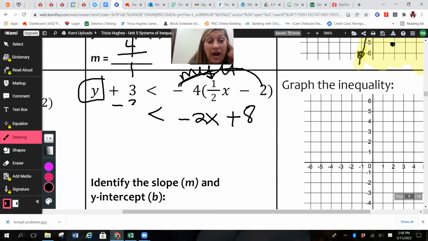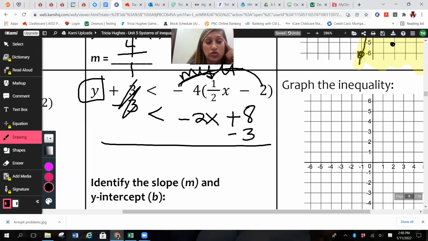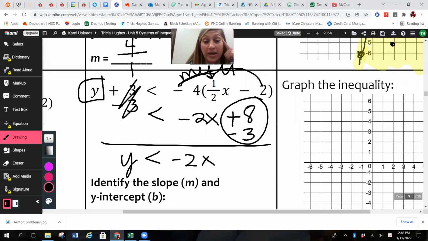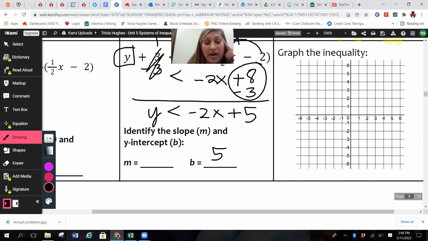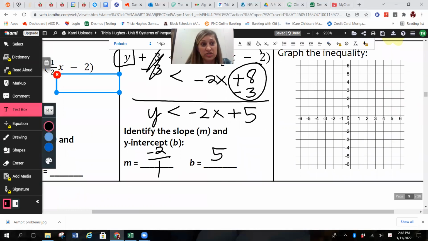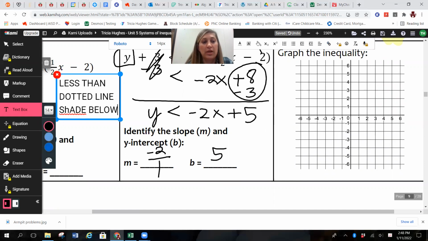We're going to go ahead and do the opposite of +3. We're going to -3 to the like term. 8 is a like term with -3. Now I'm going to call that y is less than -2x. 8 minus 3 is +5. So now your b is 5. Your m is -2/1 because it needs to be a fraction. Your symbol is just a less than sign, which is a dotted line, and shade below.